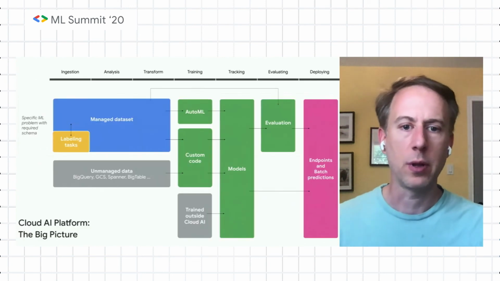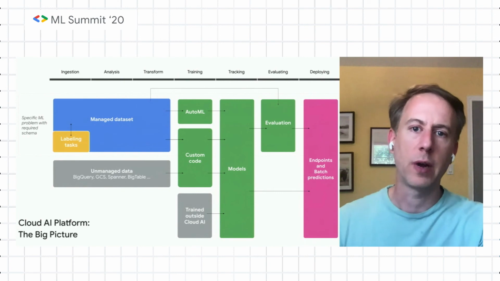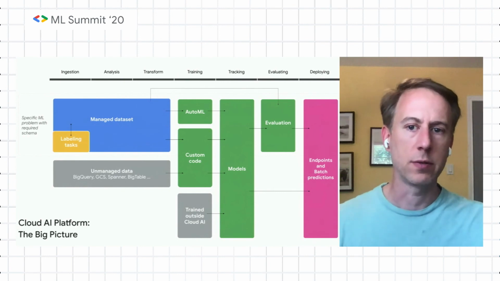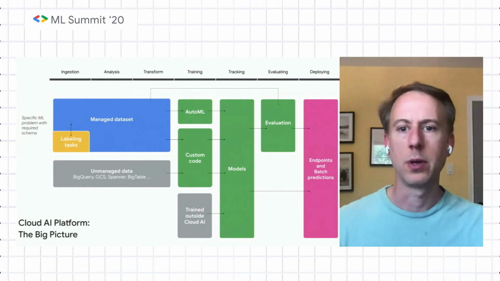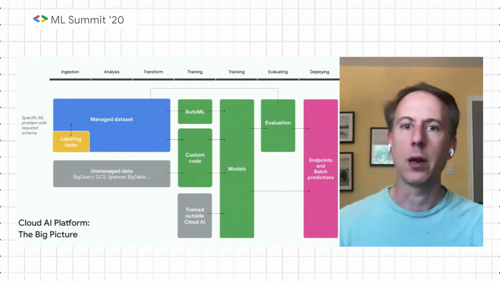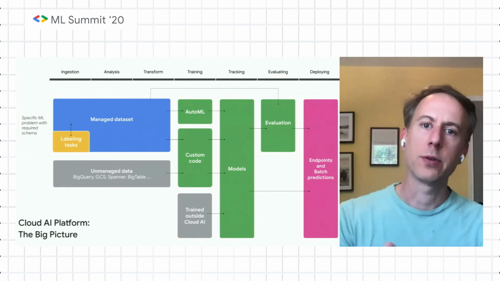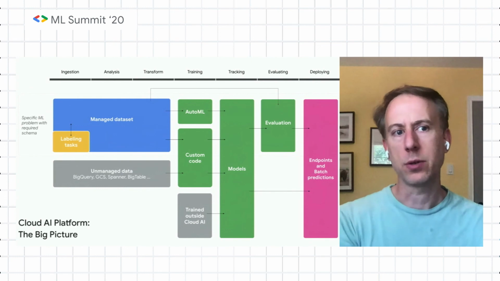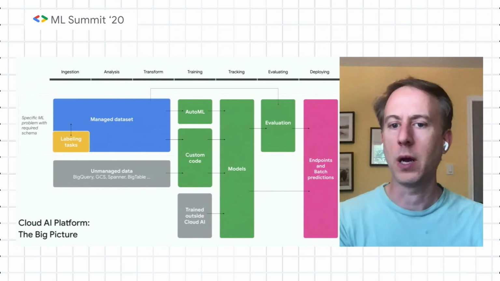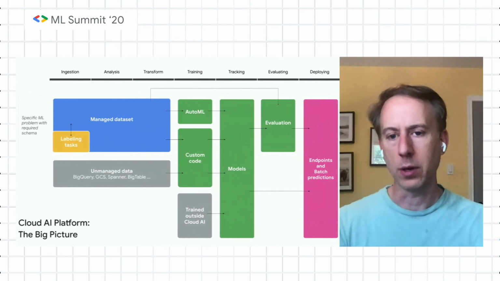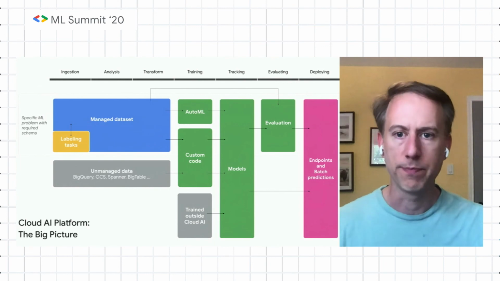The big picture with Cloud AI Platform is that it provides an end-to-end set of services for building machine learning models, starting with ingesting data, analysis, transformation, training, and so on and so forth, to eventually giving you a model that you host in the cloud and use in your production applications.